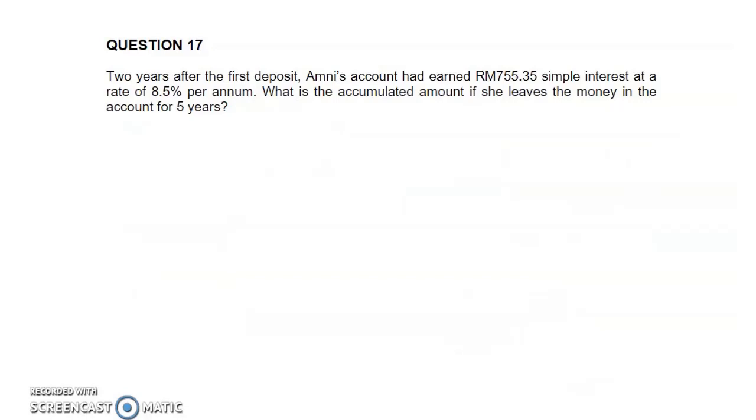Okay, now let's look at question 17. 2 years after the first deposit, Amni's account had earned 755 ringgit 35 cents simple interest. Simple interest, that means that value I. At a rate of 8.5% per annum. What is the accumulated amount? Accumulated amount is value S. If she leaves the money in the account for 5 years, okay?